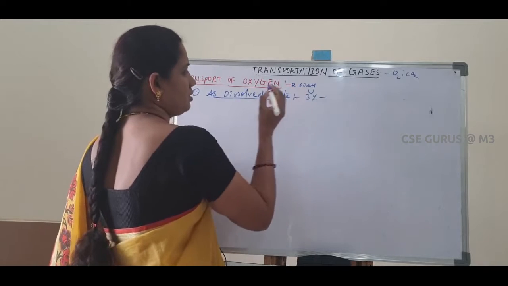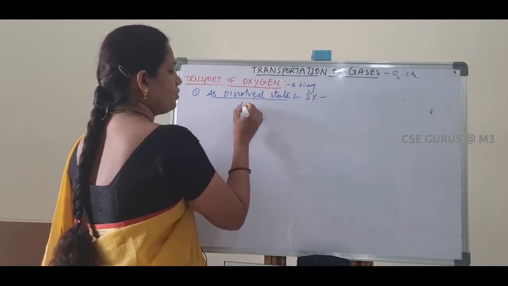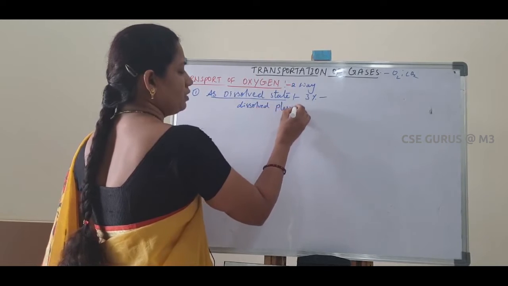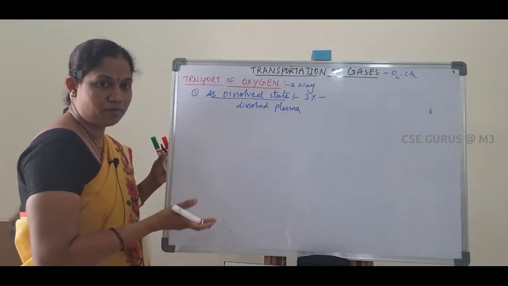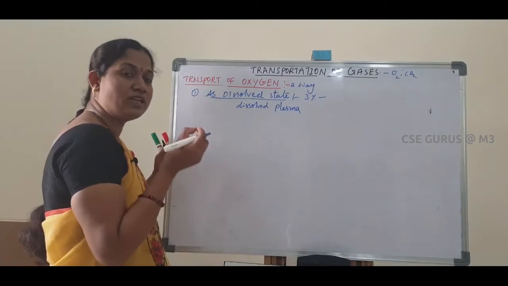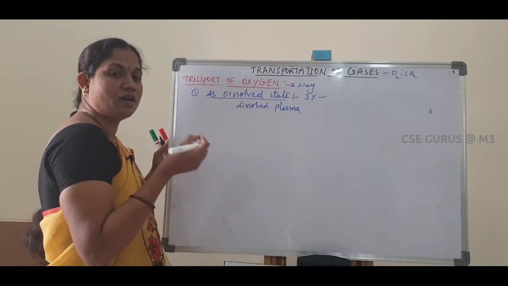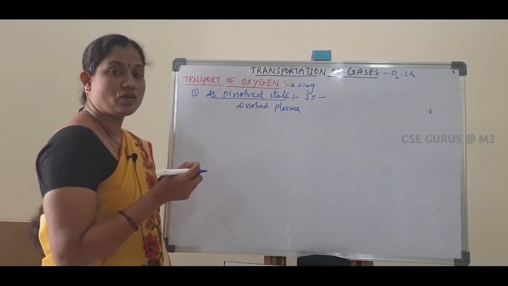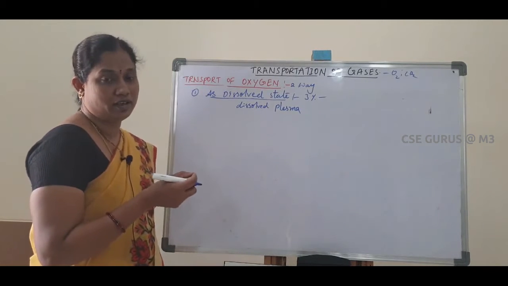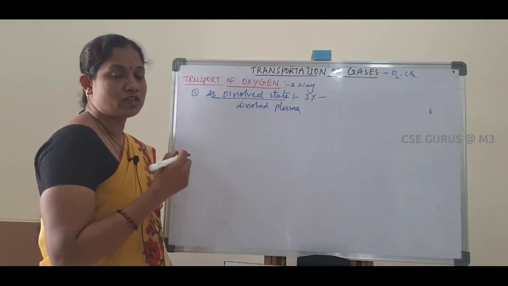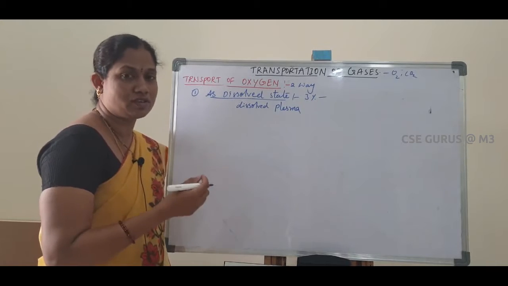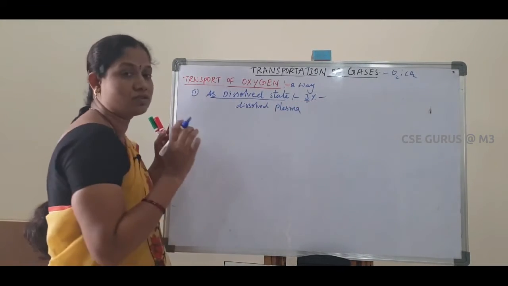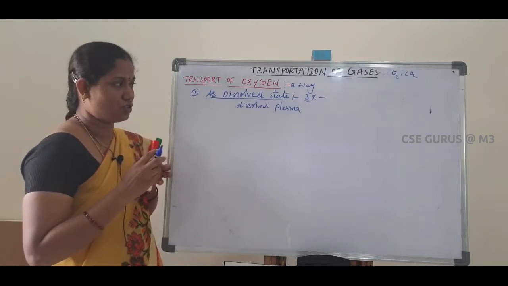In the dissolved state, oxygen is directly dissolved in the plasma. The liquid portion of the blood is called plasma. In the plasma, only 3%, a very small amount of oxygen, is dissolved in the blood, because oxygen has less solubility compared to carbon dioxide. That's why only 3% of oxygen can be transported to the tissues this way.